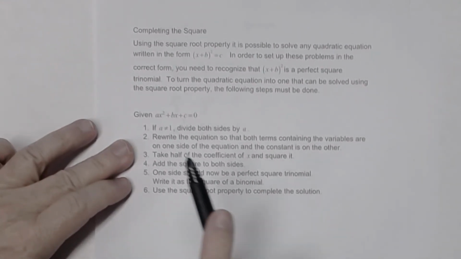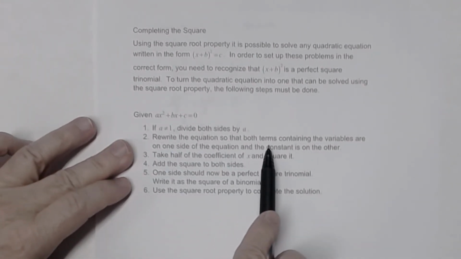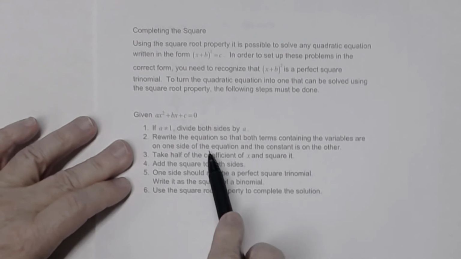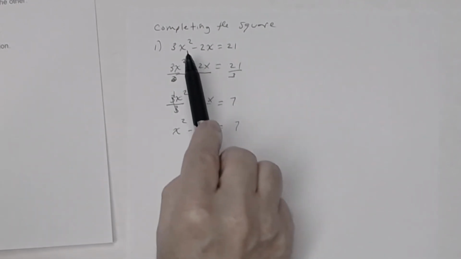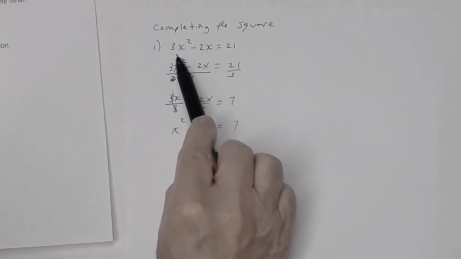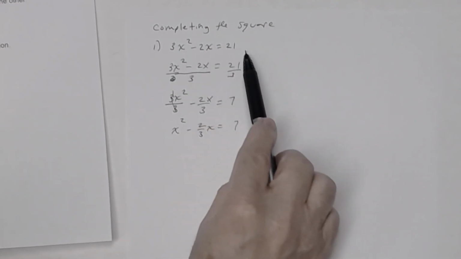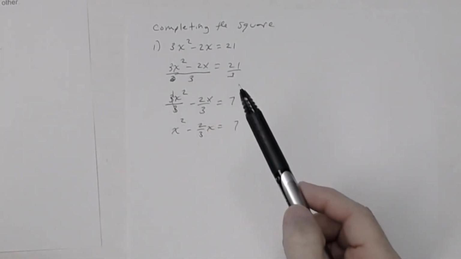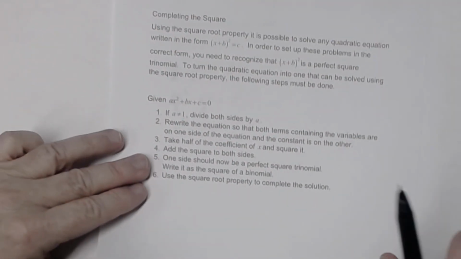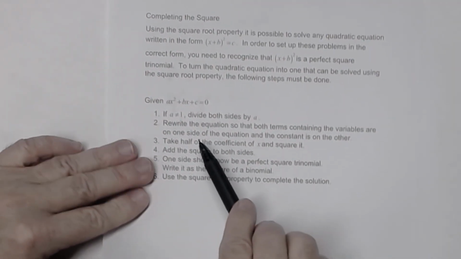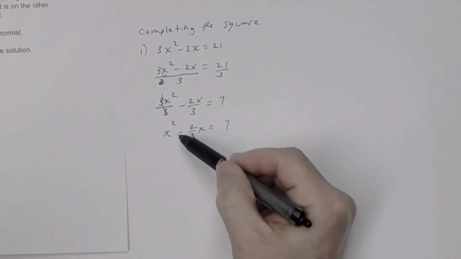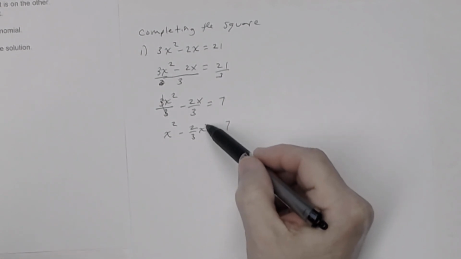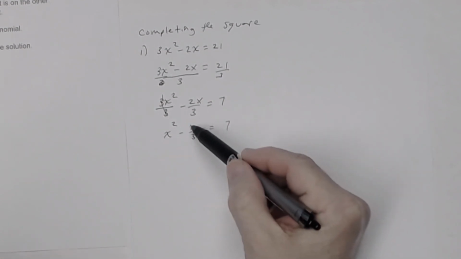Step number two says we're going to rewrite the equation so that both terms containing the variables are on one side of the equation and the constants on the other. In this case, it's already the case, because our original problem had the terms that contain the variables on one side and the constants on the other. So step two is already done. Step three says you're going to take half the coefficient of x. This is x right here, this is x squared, so the coefficient of x is negative 2/3.